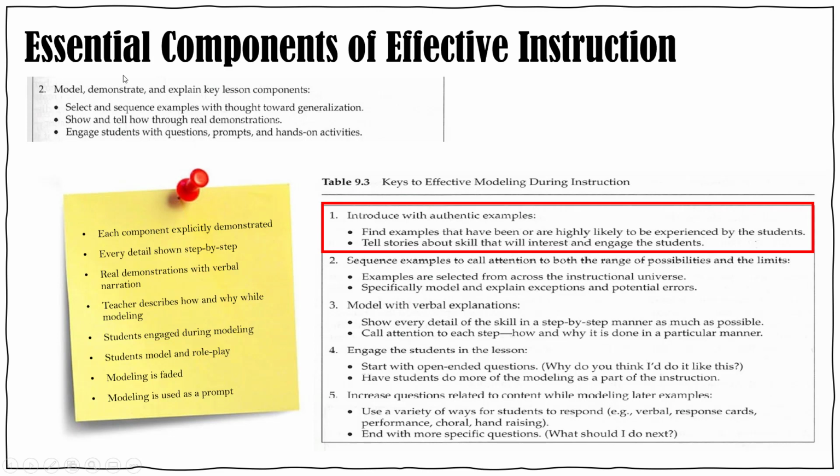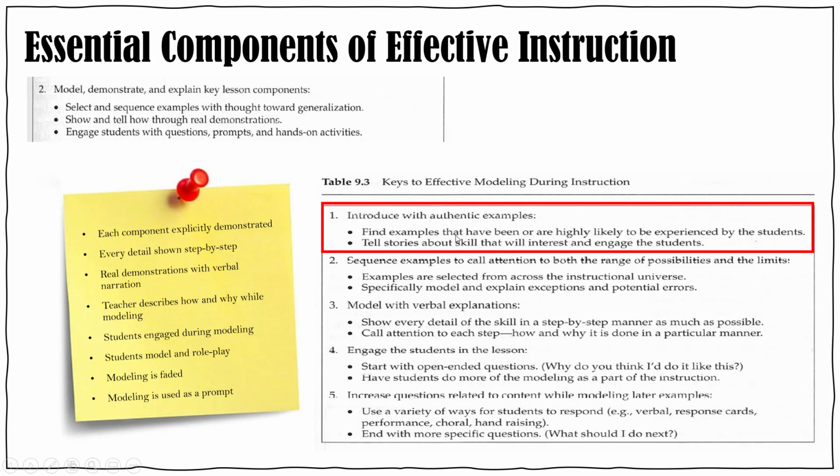Next part, you're going to model, demonstrate, and explain key lesson components. With the second part, modeling and demonstrating, these are some things that go off of that. These are the keys to effective modeling during instruction. First of all, you want to start providing your examples and making sure that they're authentic. Find examples that are relevant to the students, that the students have experienced. Also, you can tell stories here about the skills that will interest and engage the students.